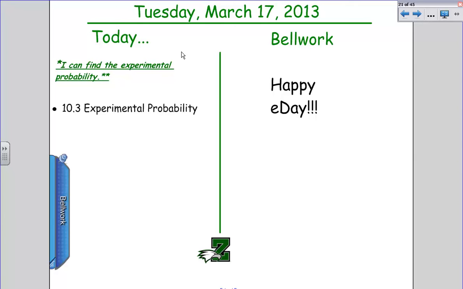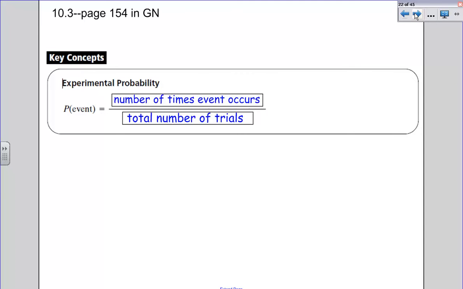Today we're going to look at experimental probability, which is lesson 10.3 in our book. Experimental probability is another kind of probability. It's kind of an extension of what we've been working with, which we would really call theoretical probability. The first thing we're going to do is take a look at our definition, our formula for how to find experimental probability. Then we're going to take a look at an example so we can really see the difference between the probability that we found in 10.2 and the experimental probability that we're doing today.